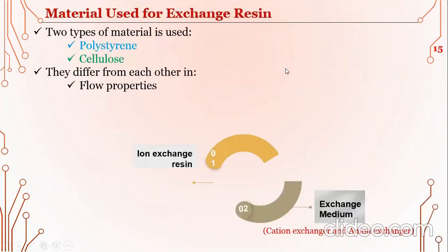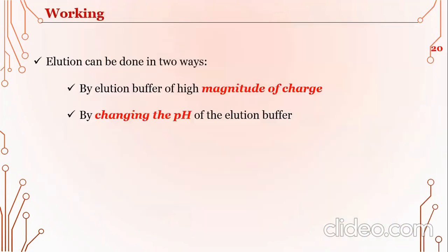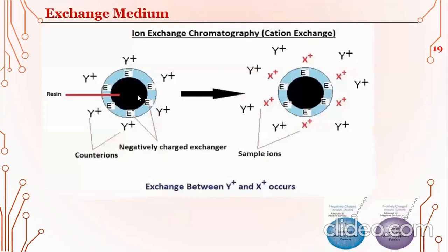So here, if you can see, these are the negatively charged exchangers. They will be the cation exchangers.